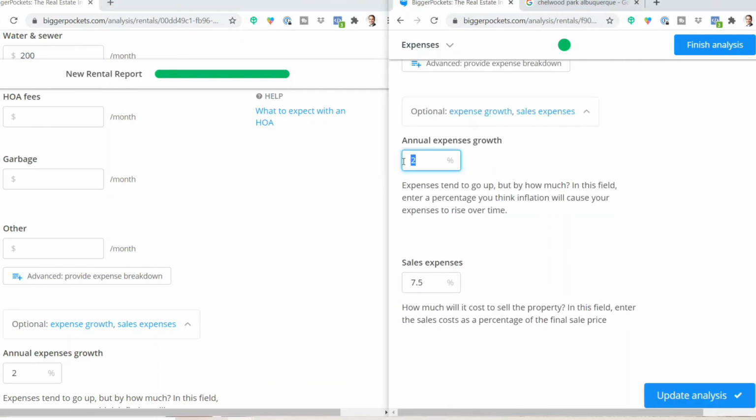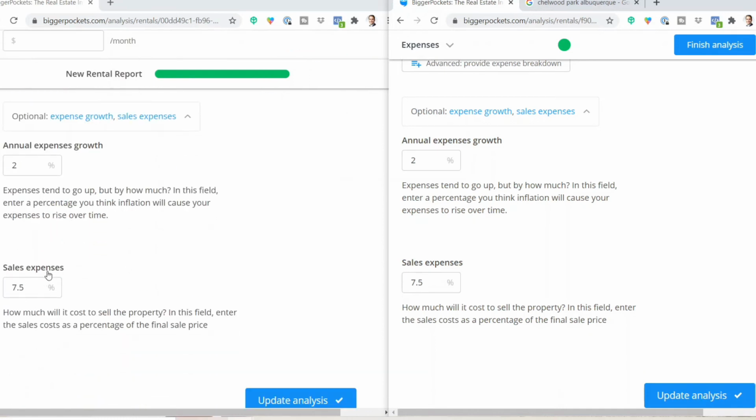So after we make those assumptions, we are going to go down here to expense growth and sales expenses. As we all know, inflation hangs out around 2%. And so I do expect our expenses to grow roughly 2% per year, much like I expect our rents to grow anywhere between 2 and 3% per year. And then below that, we have the actual sales expense of the property. Now, depending on the type of realtor you use, it may be higher than 7.5%, but at a $250,000 property, if you don't make any repairs on that property, 7.5% is probably a pretty accurate number as to how much it's going to cost for you to sell your property.